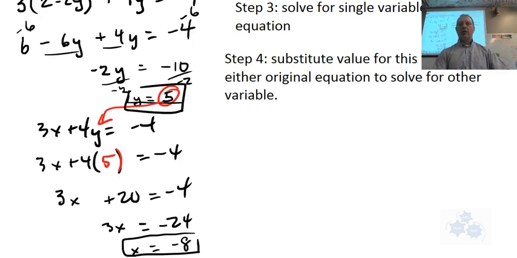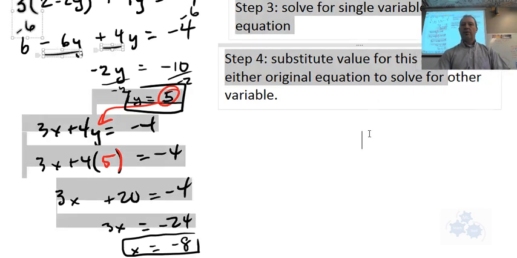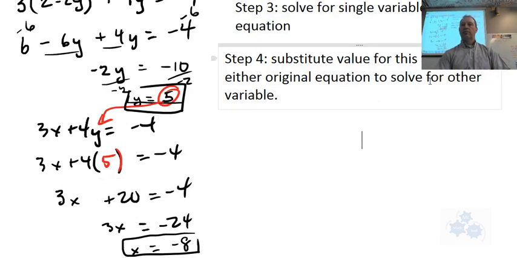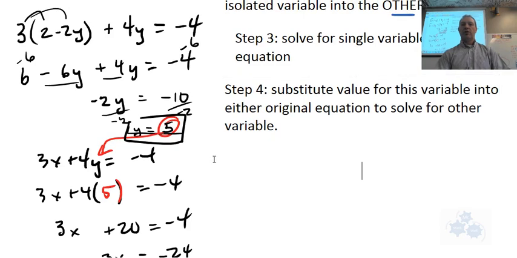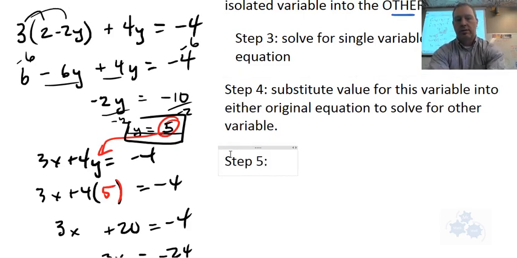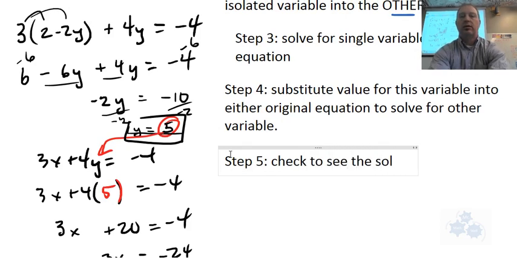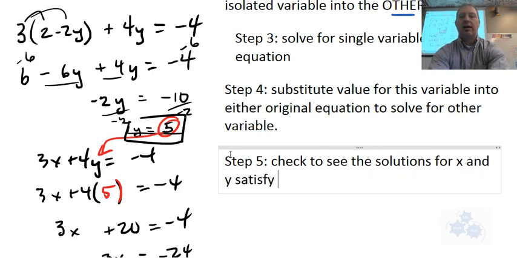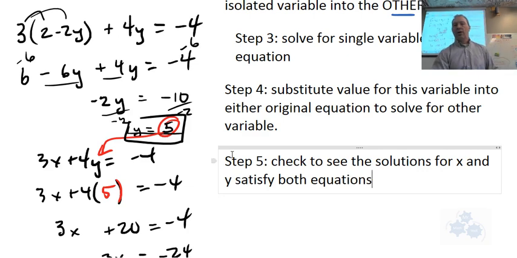Okay, so now we've solved for the other variable. We've solved for the other variable. Step 5 then is going to be check to see the solutions for x and y satisfy both equations. So the last part is just kind of a little check.